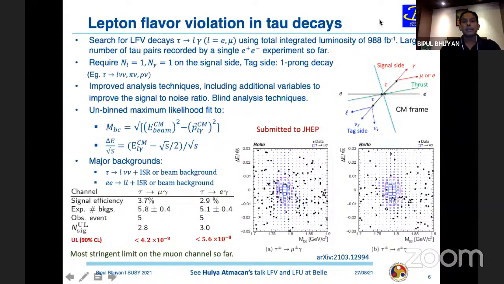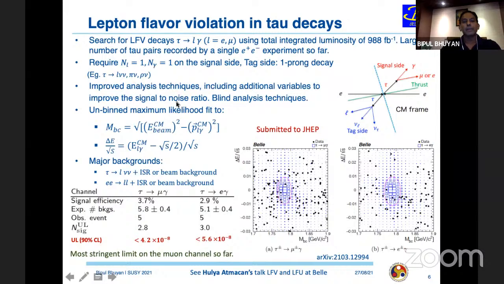Now, recently, Belle has come up with this new result on tau to lepton gamma using the total integrated luminosity of 988 inverse femtobarn. This is the largest number of tau pairs recorded by any e+e- experiment so far. For this analysis, on the signal side, we look for a single lepton, and also the number of photons equal to 1. Whereas the tag side of the tau is reconstructed from the one-prong decays, such as tau decaying to a lepton and neutrino pair, pi neutrino, and also rho neutrino.